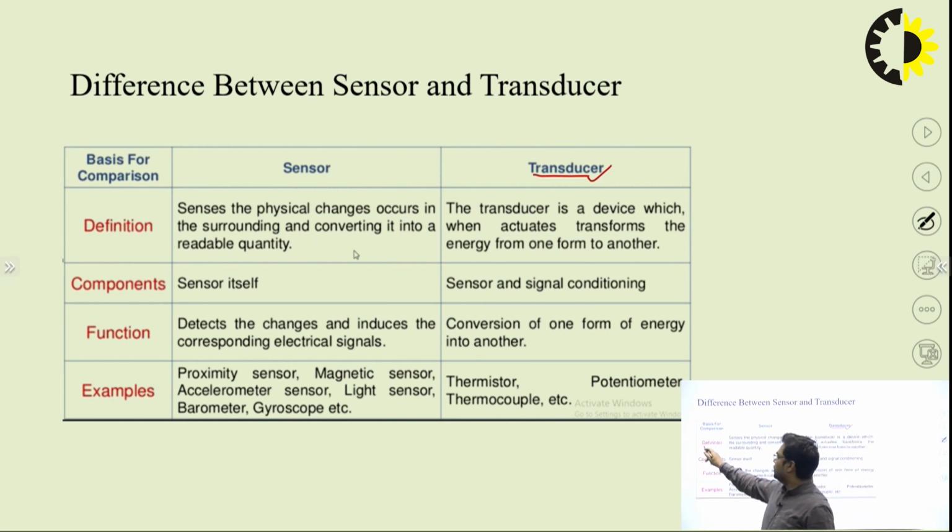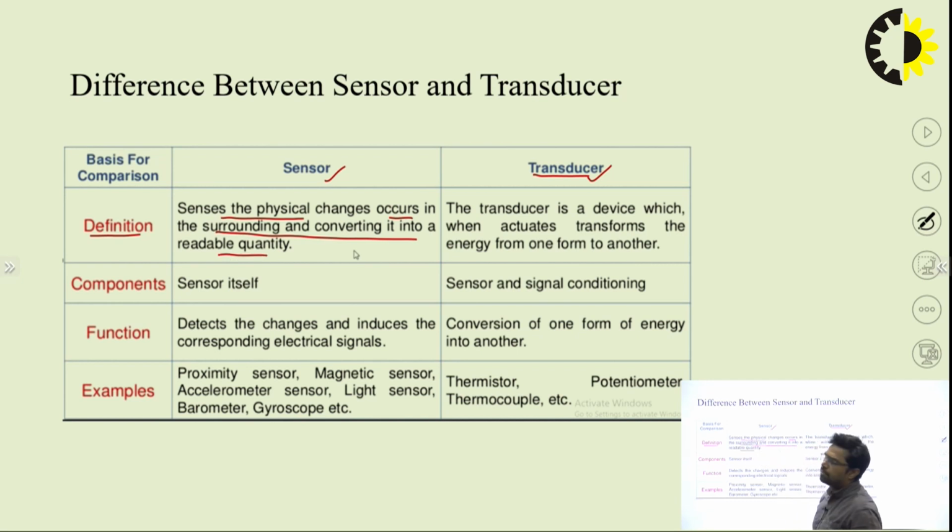Going to the definitions, which I have discussed already: a sensor detects a physical change occurring in the surroundings and converts it into a readable quantity, or an electrical quantity. This is its function. A transducer is a device which transforms energy from one form to another form of energy.